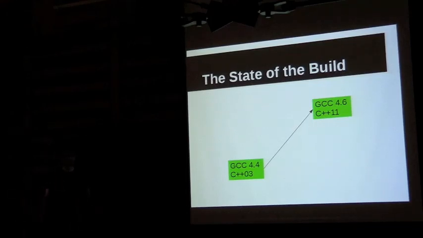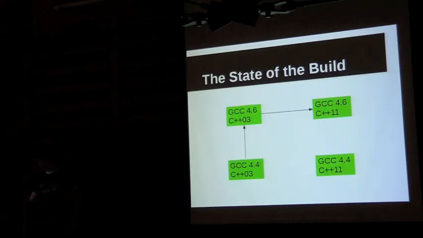So at the time, we were using 4.4 with the 03 standard, and we just went right to 4.6 and C++ 11. I'm just kidding. We didn't do that. First, we upgraded to 4.6, and then we went to C++ 11, mostly because we thought there was less risk in upgrading the compiler than upgrading the standard. That was just the decision. We were actually wrong about it. There's more risk in upgrading a compiler. It takes way more time, because switching standards is way, way easy.